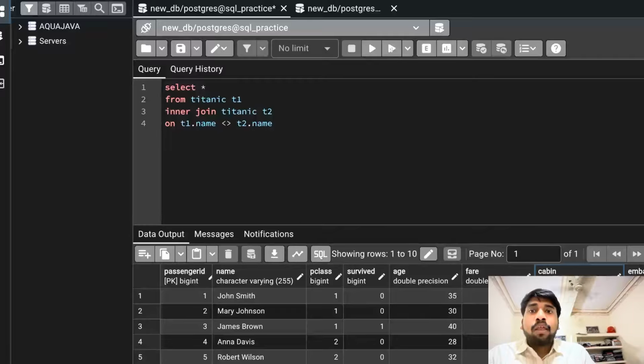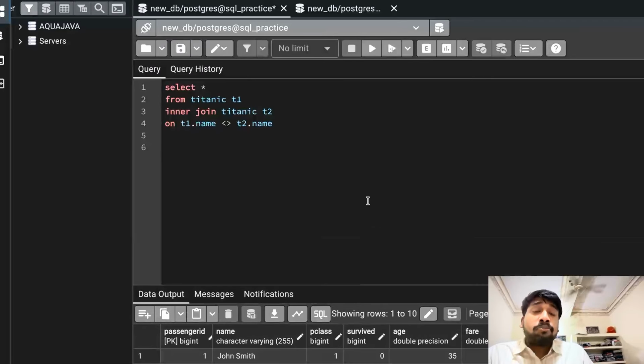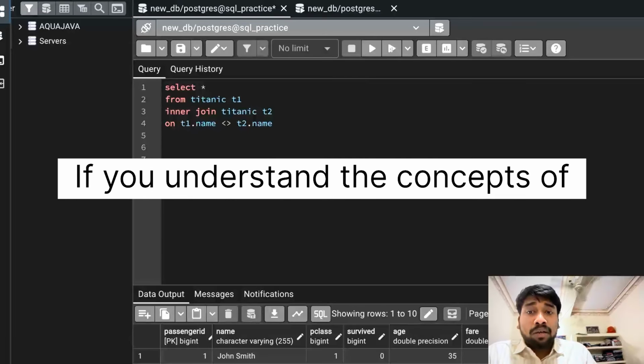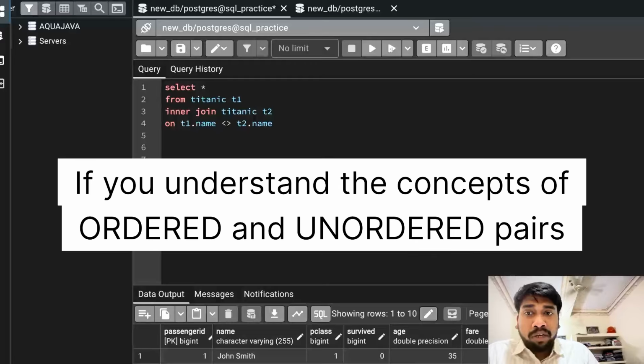Now, here is one important thing that you need to understand. I would like to take an example. This is a very small concept, but a really important concept, and I would like to take my time and make you understand what I'm talking about here.